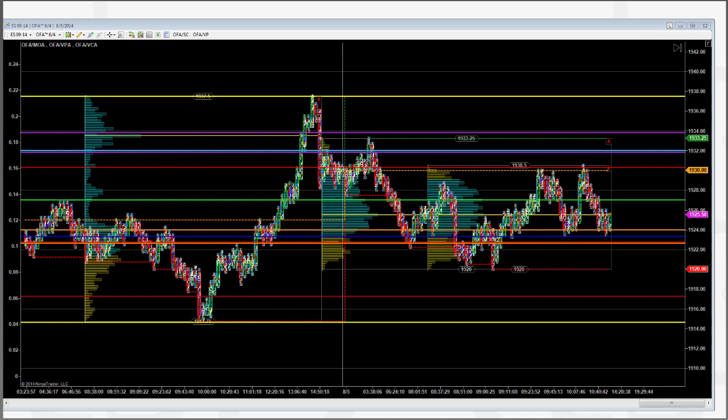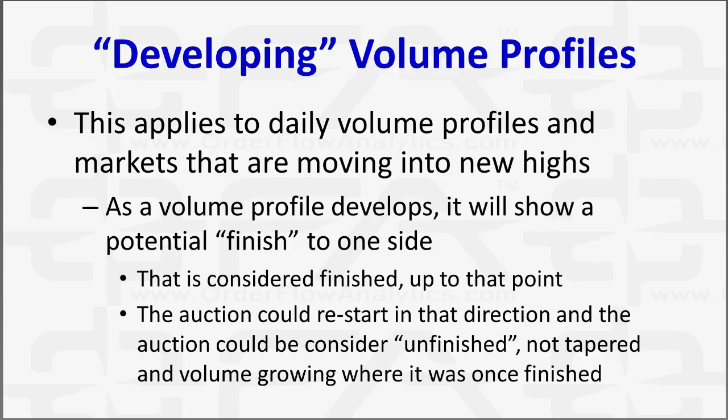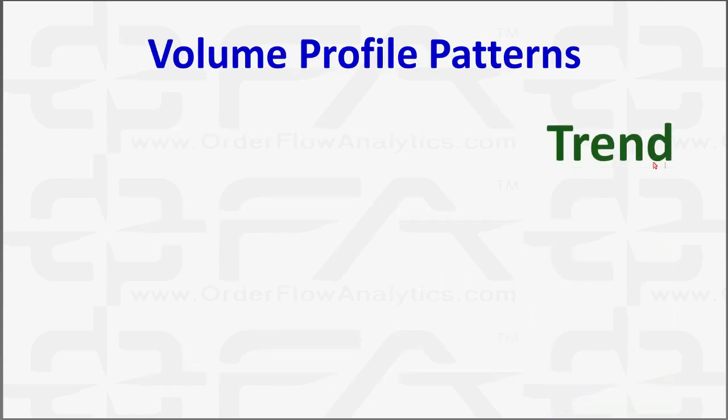A weak structure is basically elongated LVA. One of the characteristics of weak structure is what I call broken teeth. You get these high volume areas and low volume areas, looking like a bunch of piano keys or broken teeth over an extended range. Developing volume profiles, we typically use for the day, and we look to use them to identify the developing structure of the market.